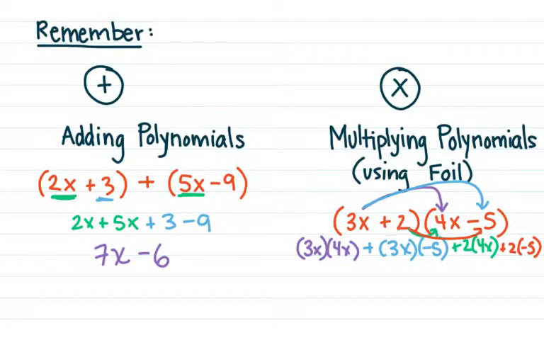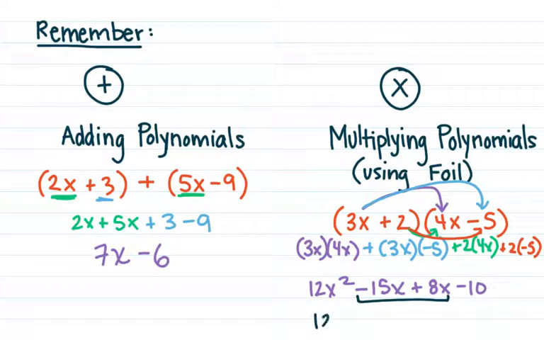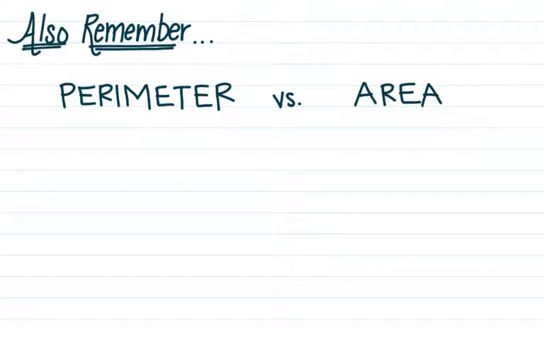So let's just quickly simplify this final answer. That's 12x squared minus 15x plus 8x minus 10. Now usually when you do this FOIL method, the middle terms will combine as like terms, so this final answer would be 12x squared minus 7x minus 10. That should be review. Now, another thing we want to review is the difference between perimeter and area in geometry.